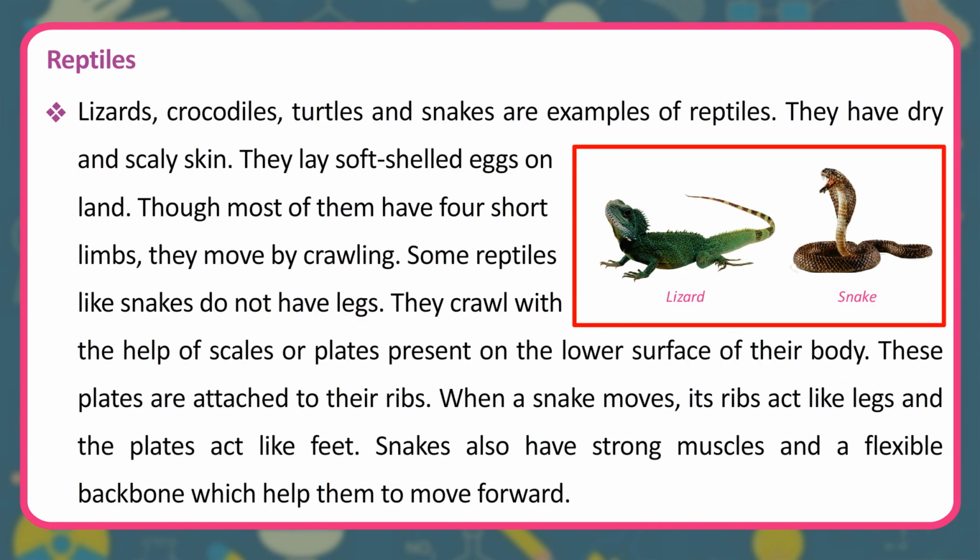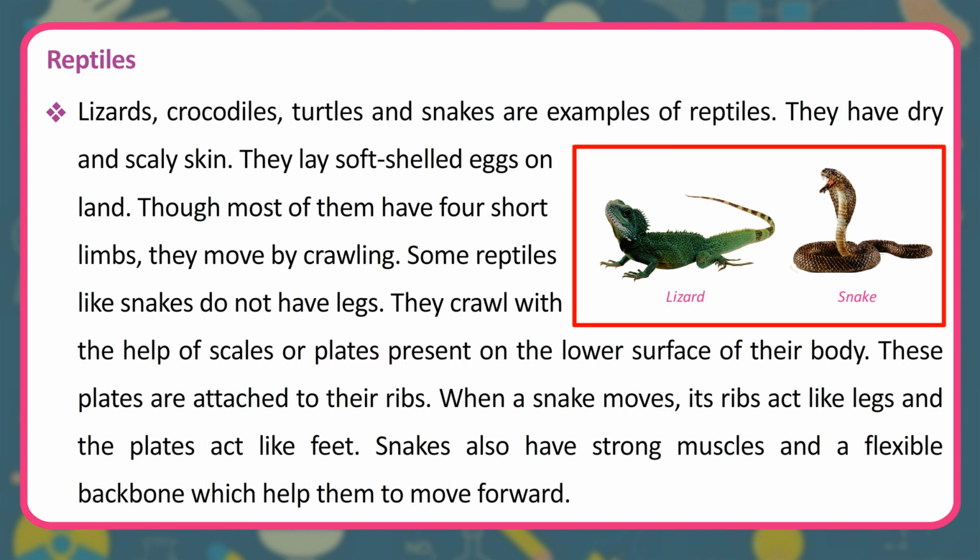Reptiles. Lizards, crocodiles, turtles and snakes are examples of reptiles. They have dry and scaly skin. They lay soft-shelled eggs on land. Though most of them have 4 short limbs, they move by crawling. Some reptiles like snakes do not have legs.